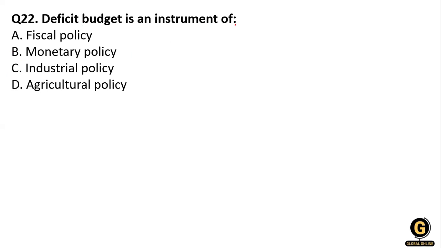Deficit budgeting is an instrument of fiscal policy, monetary policy, industrial policy, or agriculture policy. Deficit budget is a term for fiscal policy. Fiscal policy is the policy of the government which involves controlling the level of spending and the tax rate, usually segmented into tax brackets, and the government uses these tools to influence the economy. So which two tools?